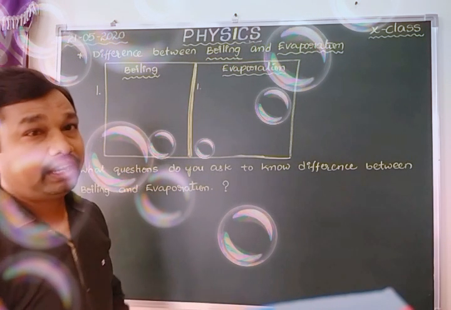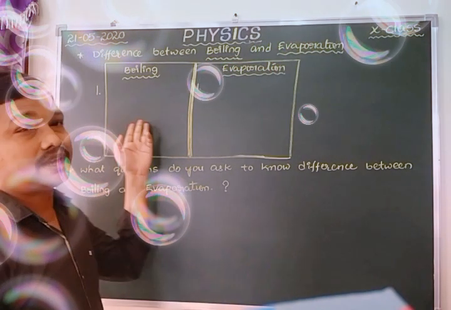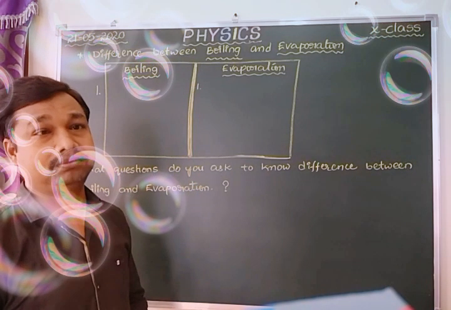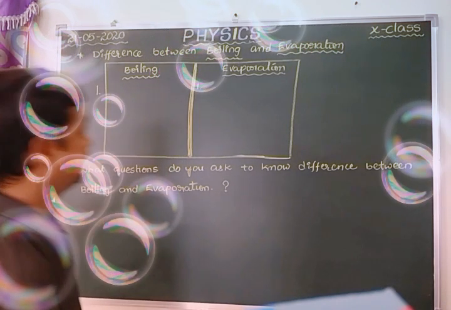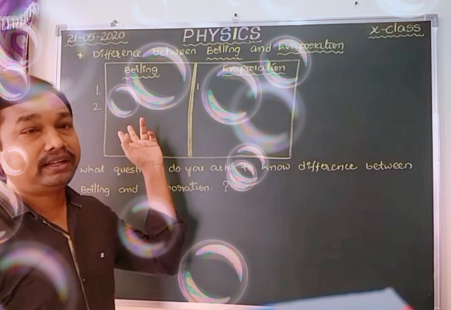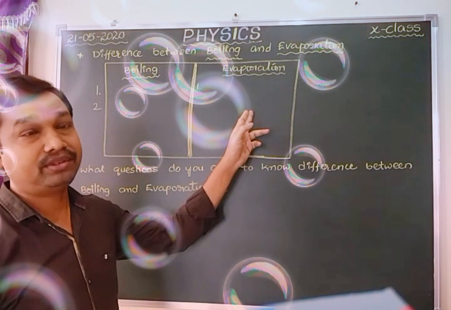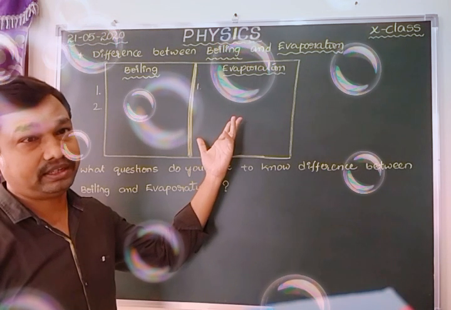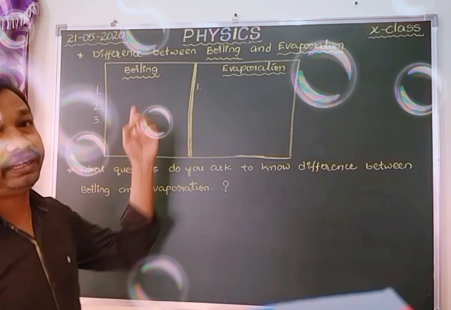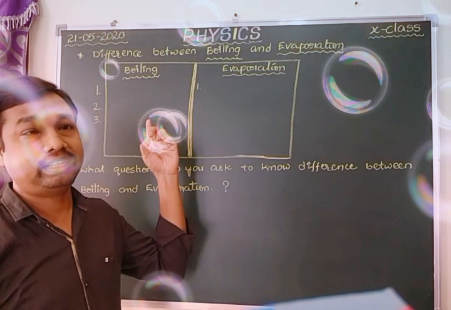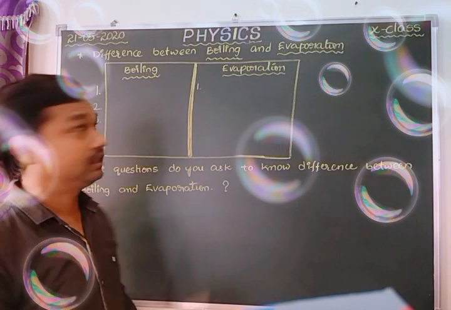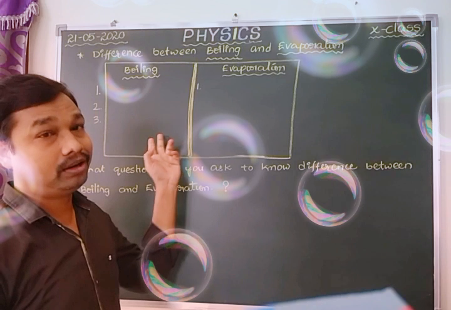And the second point, at which temperature is it happening? Boiling happens at 100 degrees Celsius. Evaporation happens at any temperature. Coming to the next point, in boiling we are supplying heat energy continuously, whereas in evaporation we are not supplying heat energy continuously. And where is it happening? Boiling takes place throughout the liquid, so it is called a bulk phenomenon.